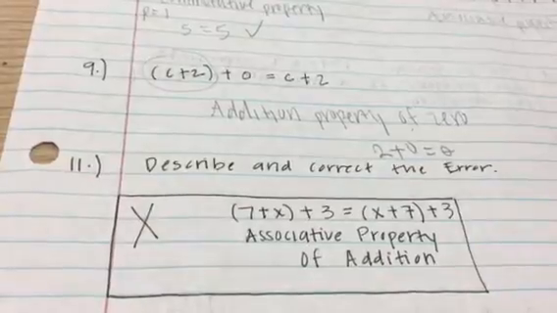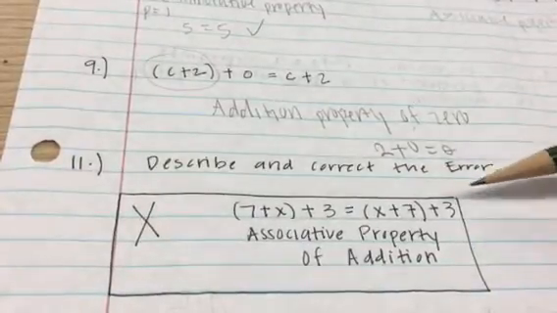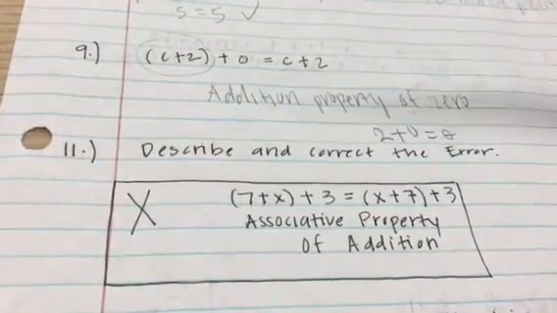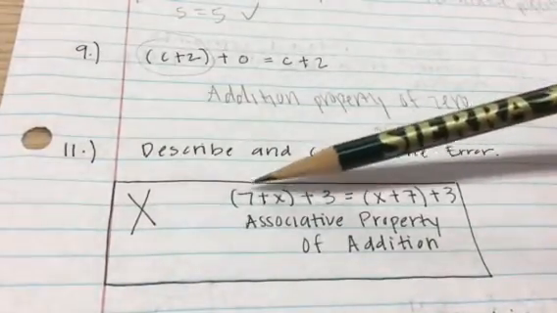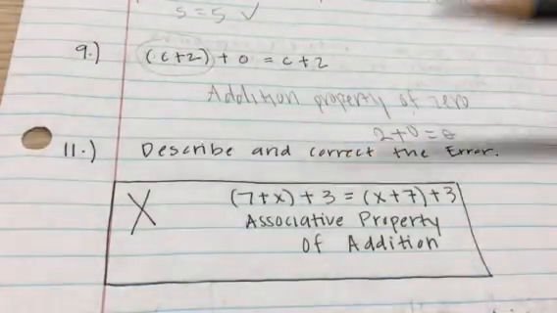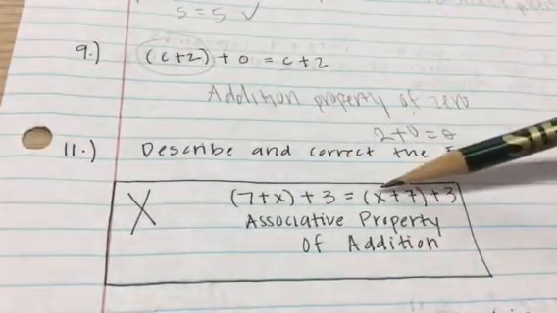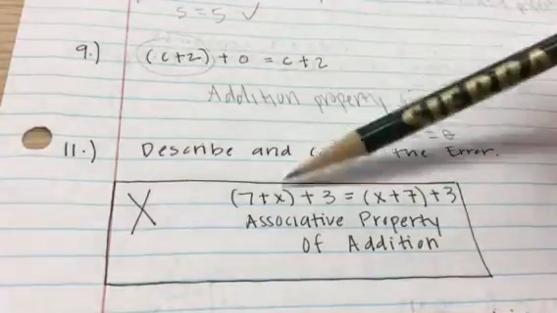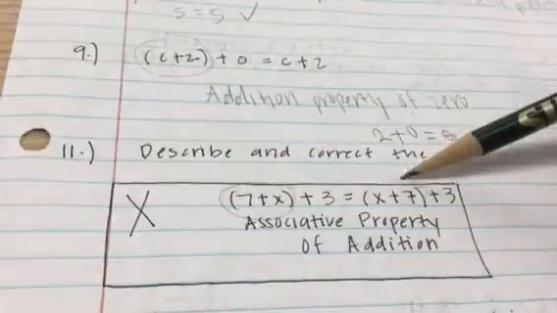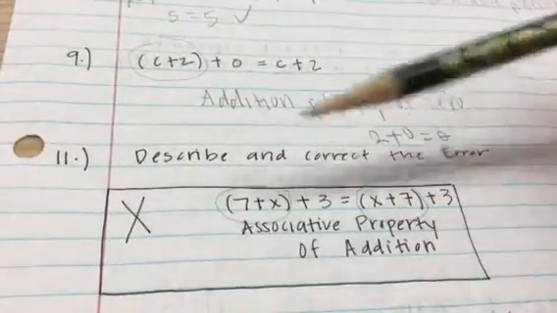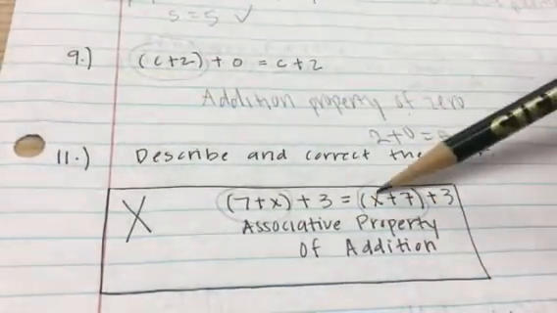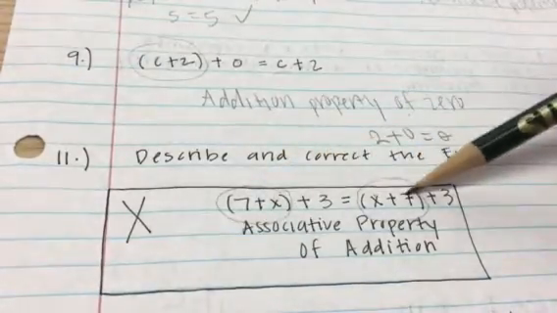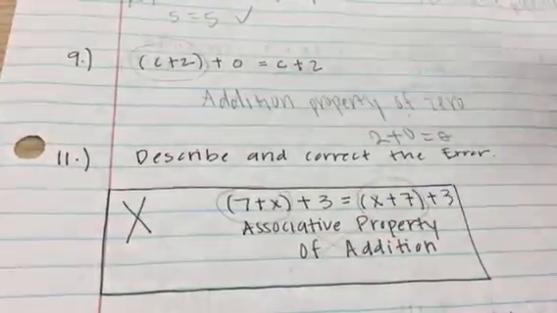Now for number 11, they give you a problem that already contains an error, so you need to find a mistake. And the expression here is 7 plus x plus 3. And on the right hand side, you can see that they did change the order. They did x plus 7 plus 3. So they changed this expression's order. They were reversed. So therefore, because they changed the order of the terms, 7 plus x, now just x plus 7, it's not an associative property. It would be commutative.